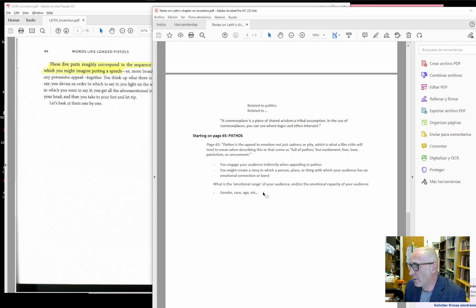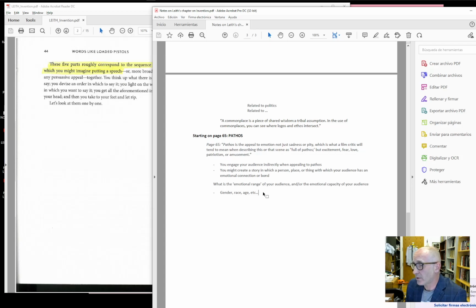Different audiences are going to have different emotional ranges that you can access. Some audiences, for example, are just going to be scared to death of your topic, and others are going to be really excited and ready to go. Understanding your audience's capacities for an emotional investment in a particular issue is invention. It is the canon of invention.